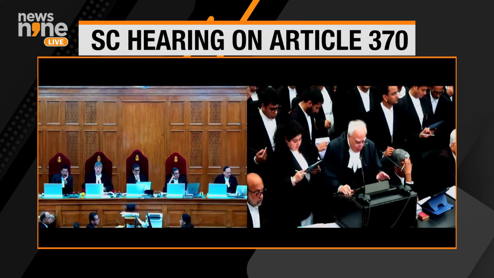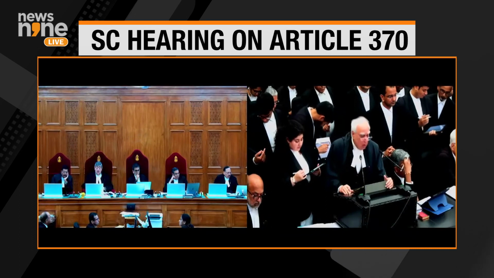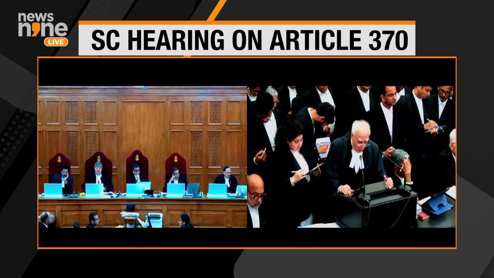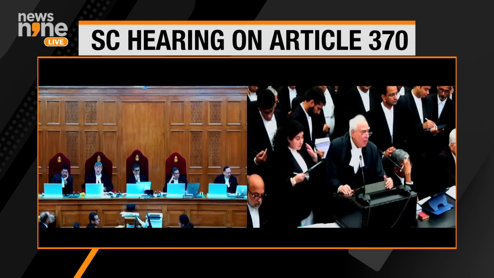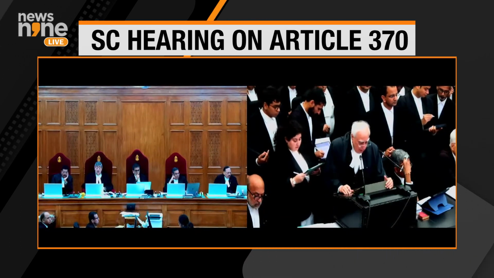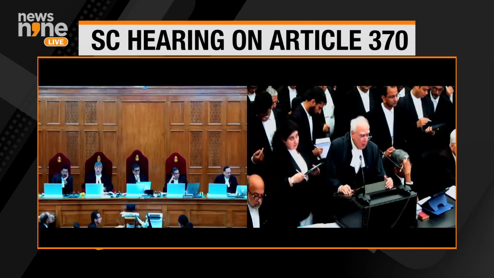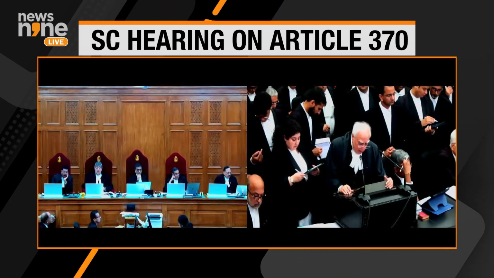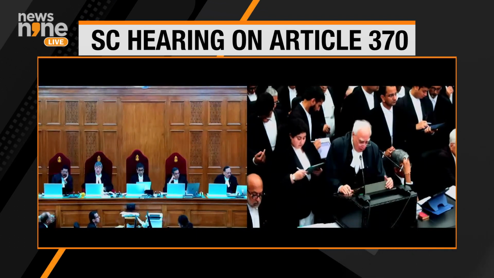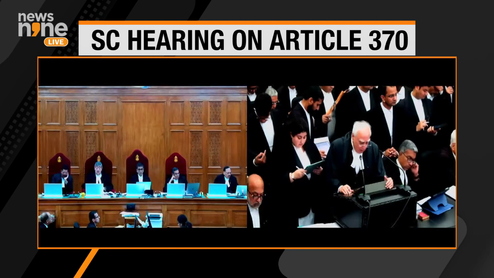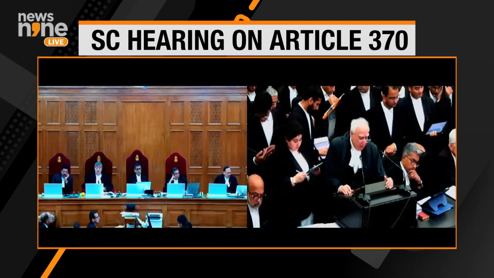Nothing in this instrument shall be deemed to commit me in any way to my acceptance of any future constitution of India, or to fetter my discretion to enter into an agreement with the government of India under any such future constitution. Nothing in this instrument affects the continuance of my sovereignty in and over this state, or, save as provided by or under this instrument, the exercise of any powers, authority, and rights now enjoyed by me as a ruler of this state, or the validity of any law at present in force in this state.